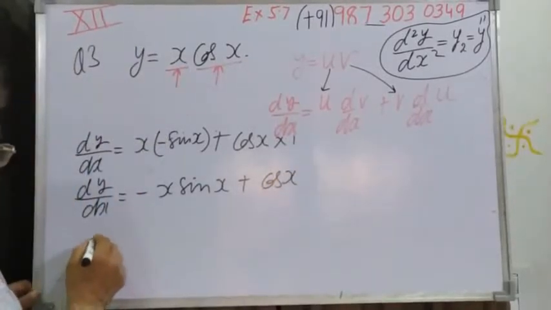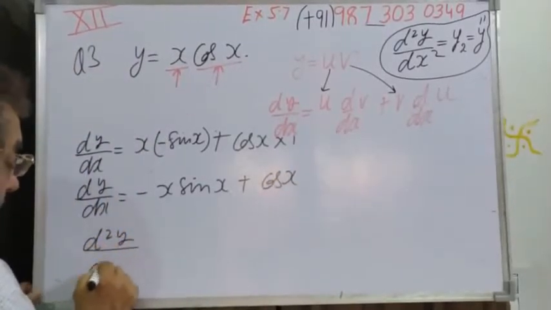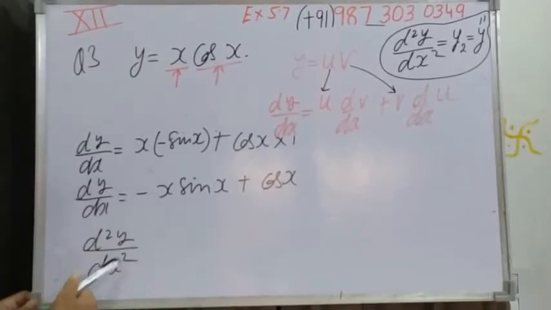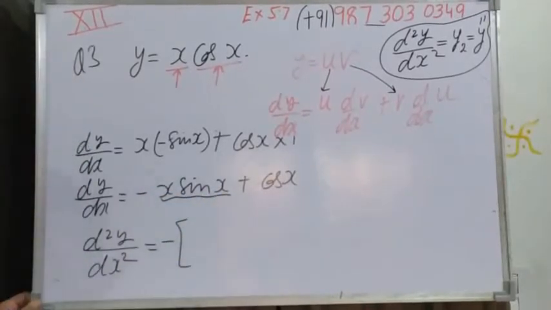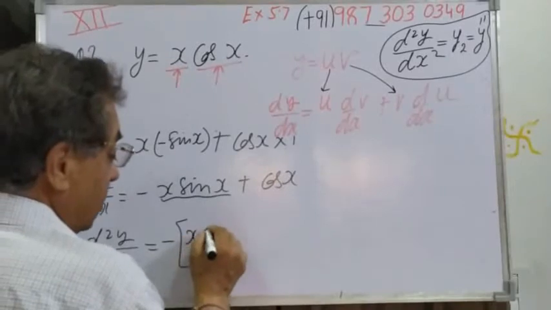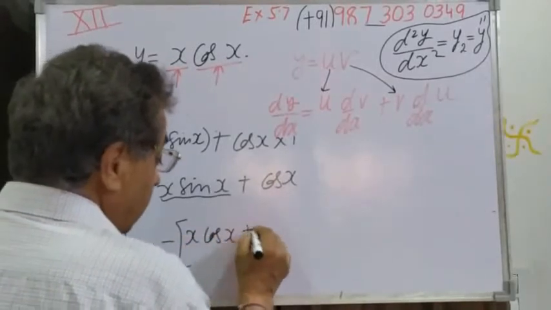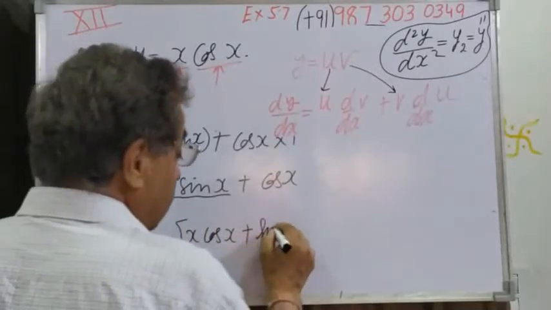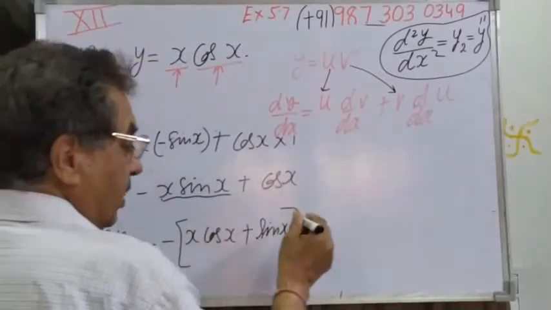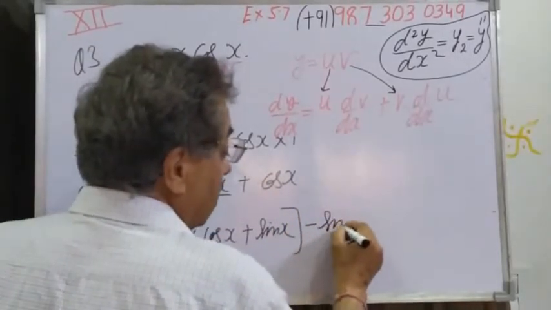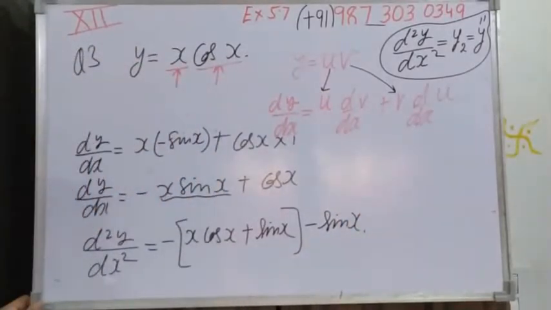For the second derivative, again the product rule has to be used and the symbol to be used is d2y upon dx2. So it is minus the product of two functions x sin x, which gives x into cos x plus sin x as it is, the derivative of x being 1, and plus the derivative of cos x, that is minus sin x. So this is the second derivative.